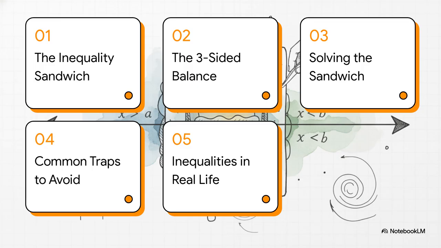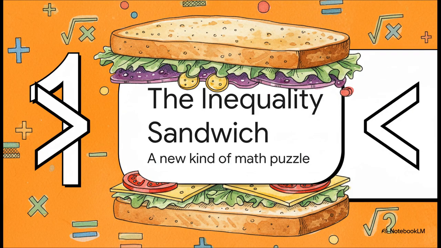First, we're going to figure out what this whole inequality sandwich thing even is. Then, I'll let you in on the single most important rule you need to know. After that, we'll dive in and solve some examples. I'll point out the common traps to look out for, and then we'll wrap up by seeing where this stuff actually pops up in real life. Okay, let's get into it.